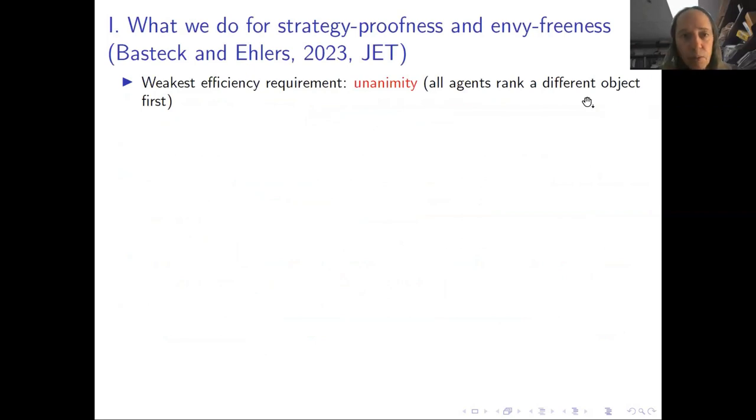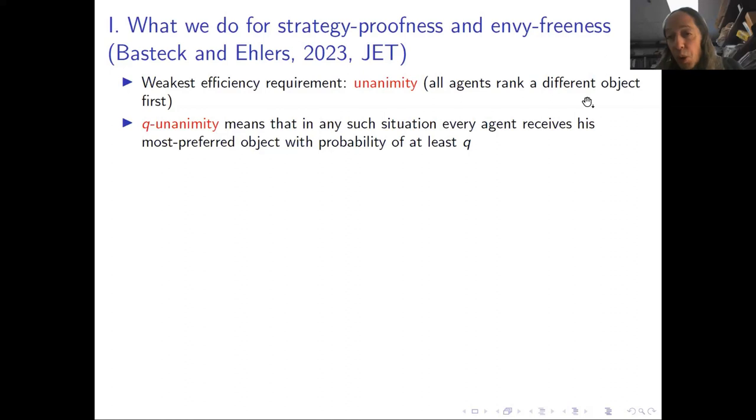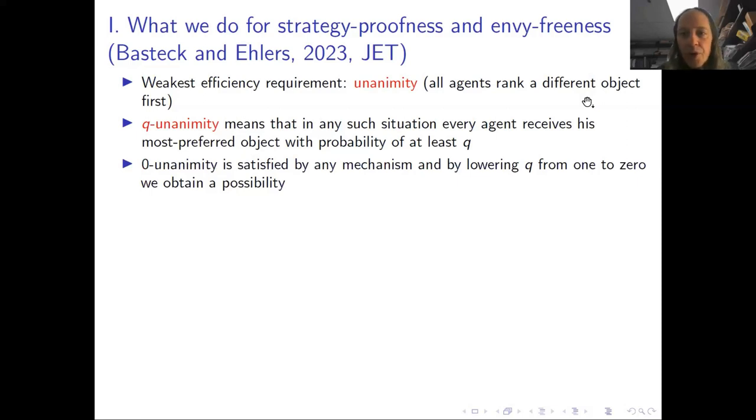So the gist of what we do: we have unanimity. When everybody ranks a different object first, we always have n objects and n agents, and each agent ranks a different object first. Then we can just give everybody his most preferred object. This is the weakest efficiency requirement. But you will already see we need to weaken it for random assignment, to q-unanimity: unanimity where you don't get it for sure, but at least with probability q. When q is zero, this is a void requirement, satisfied by any mechanism.